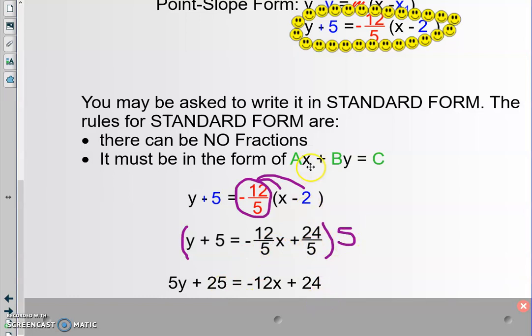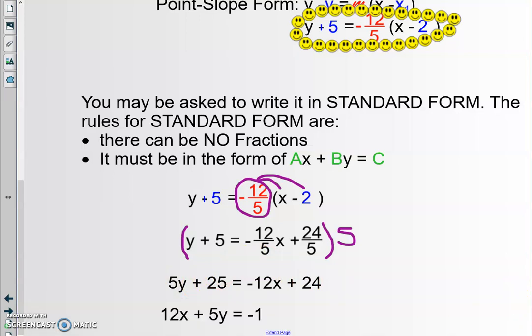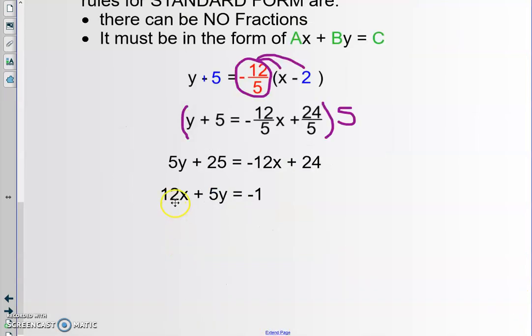And then I need to standardize this. So I need these x's to go over here, and they need to come first. The 5y can stay. I need that 25 to move over here. So when all is said and done, boom, there's my equation in standard form.